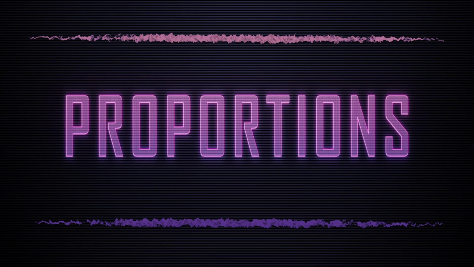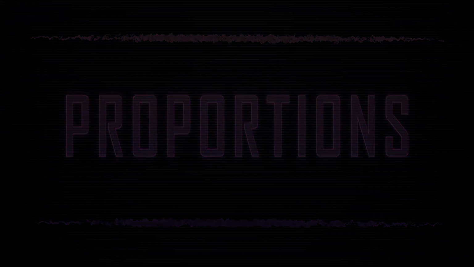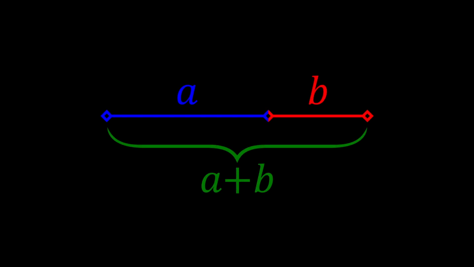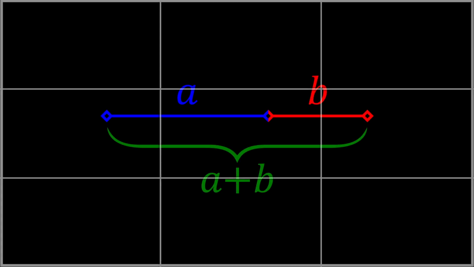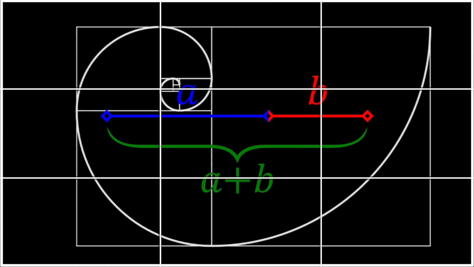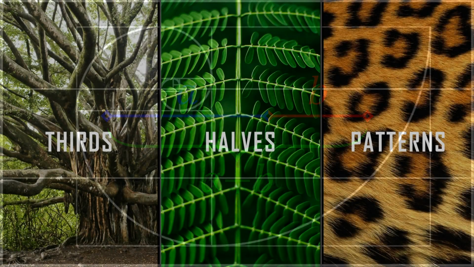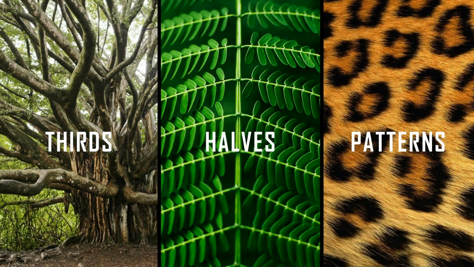Now, the first thing I would like to go over is known as the golden ratio, also known as the rule of thirds, spiral rule. These are all essentially the same thing. Basically, nature, God, the universe likes to make things into thirds, halves, and patterns.